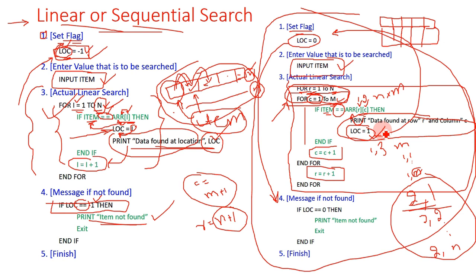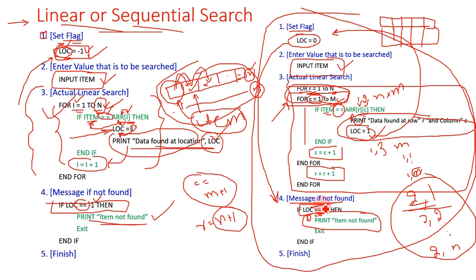So hope you understand the whole process. At the last step, we will compare whether the LOC value changed during the algorithm or not. If LOC is changed, its value will be changed from 0 to 1. But if not changed, the LOC value remains the same, so 0 will be compared with 0. It means that the item is not found, and a message will be displayed to the user that the item is not found.